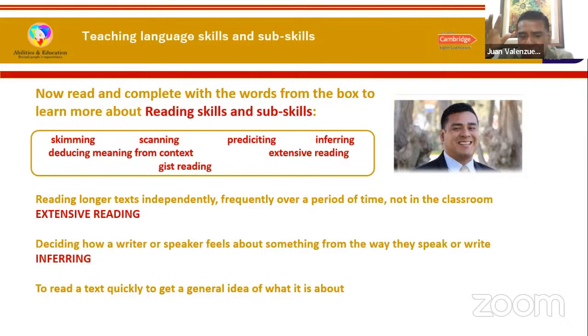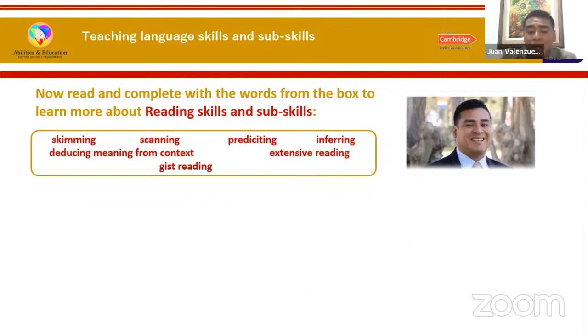To read a text quickly to get a general idea of what it is about is skimming. Good, Giselle Gallardo, Franklin, Dora Galarza, Maria Sotelo, Rosa Luz, Rosa Hilda, Erlinda. Yeah, skimming. To skim is to read quickly to get a general idea.